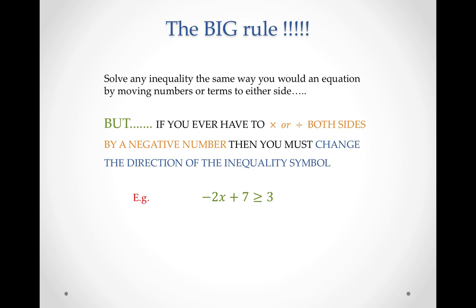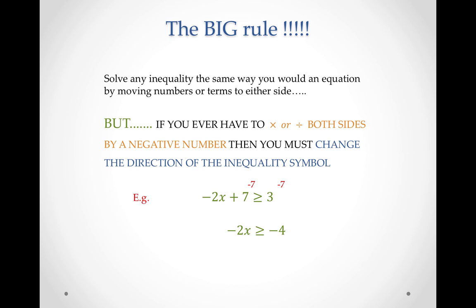Let's look at this inequality: minus 2x plus 7 is greater than or equal to 3. Solve this in a normal way. Let's move 7 to the other side by minusing 7 from both sides. If we did so, we'd be left with minus 2x is now greater than or equal to minus 4.